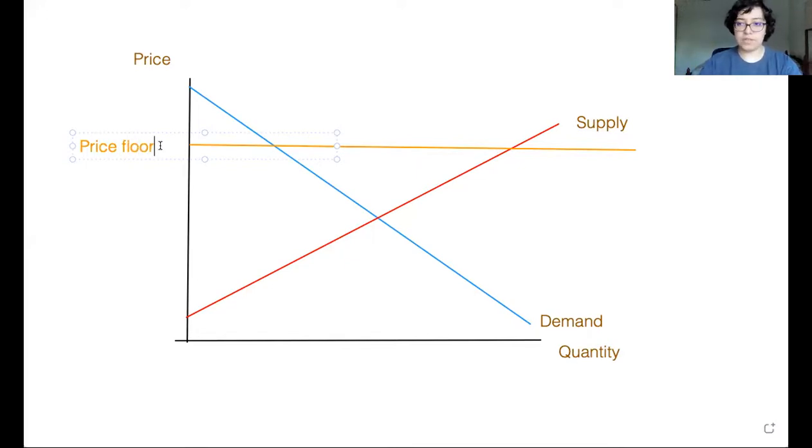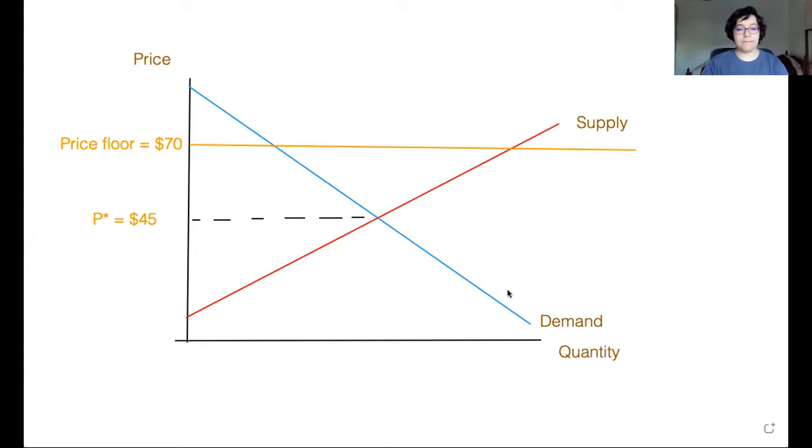So let's say for this little sketch that I'm drawing out right now, that our price floor is $70. Have this price floor of $70. And let's also take a look at our equilibrium price for this. And this equilibrium price looks like it's maybe about $45.